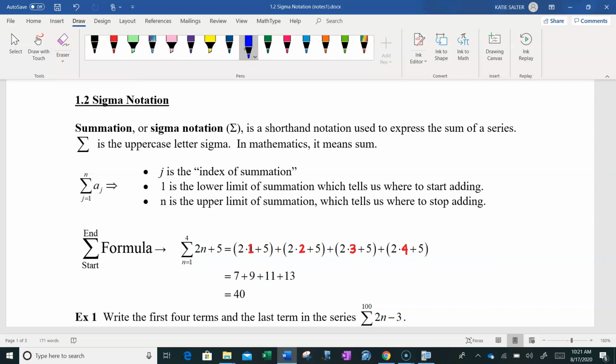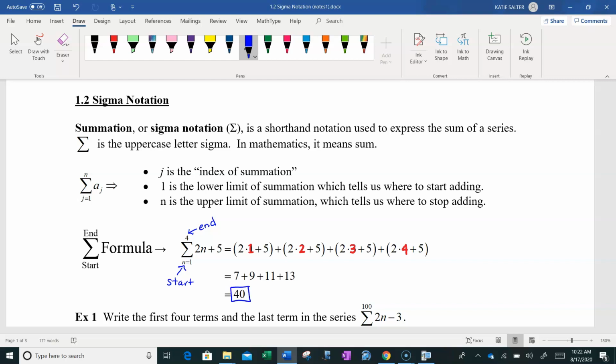So let's look at an example. Let's say you have the summation from 1 to 4 of 2n plus 5. Here's what you do. You'd start by substituting in 1, and then you count up using consecutive integers, and you would end with substituting in 4. So 2 times 1 plus 5, 2 times 2 plus 5, 2 times 3 plus 5, 2 times 4 plus 5. Then we calculate each of those terms: 7 plus 9 plus 11 plus 13, add them up, and our answer is 40.